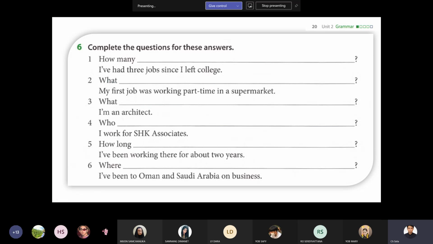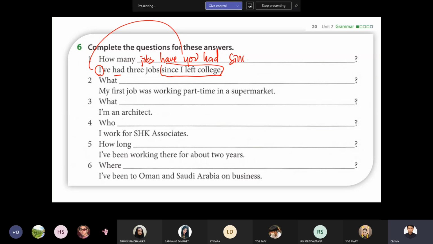I have had 3 jobs since I left college. So we don't care about since I left college here. Just look at this one. So how many? We put job here, right? How many jobs? And then we need have, correct? Because it's present perfect. I changes to what? You, right? How many jobs have you had?